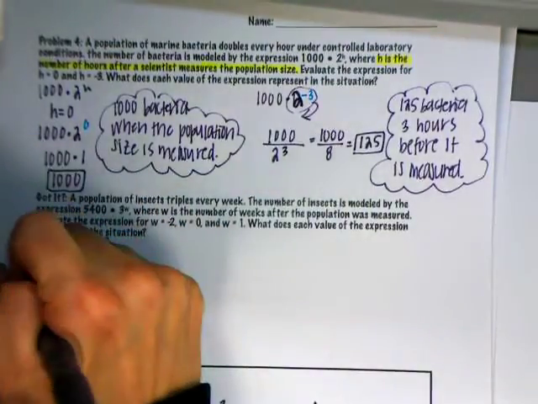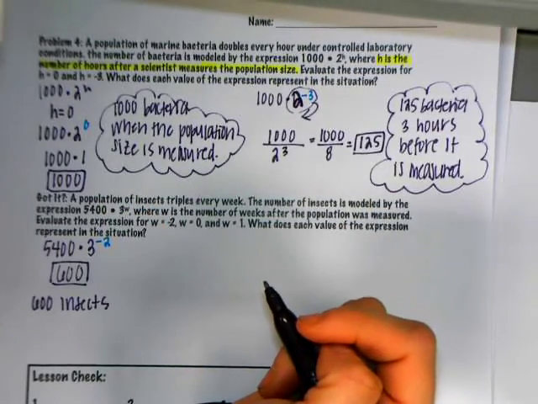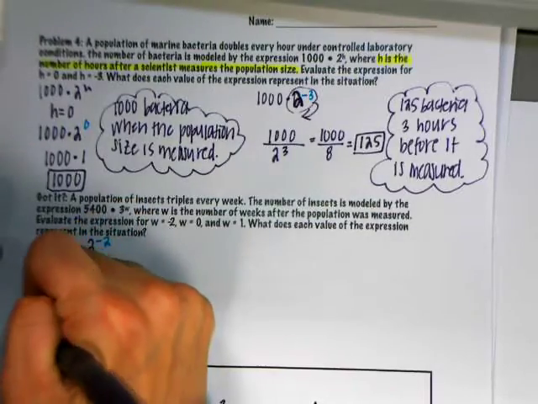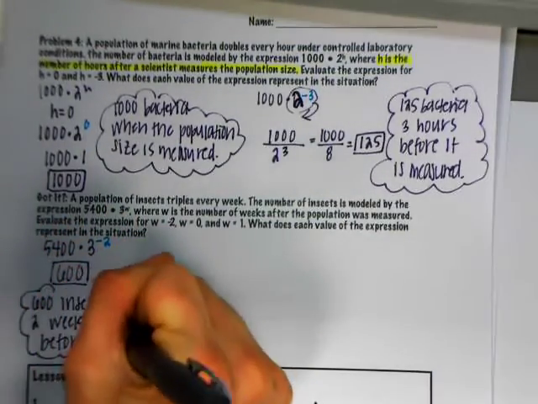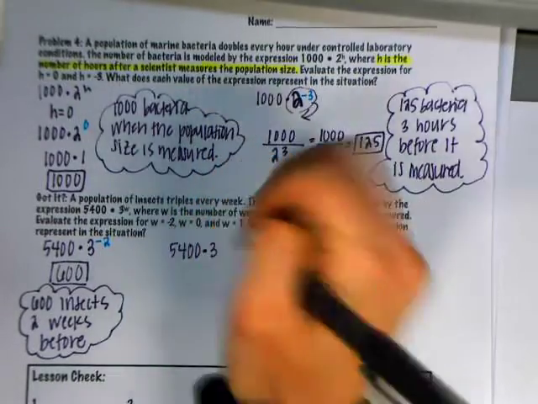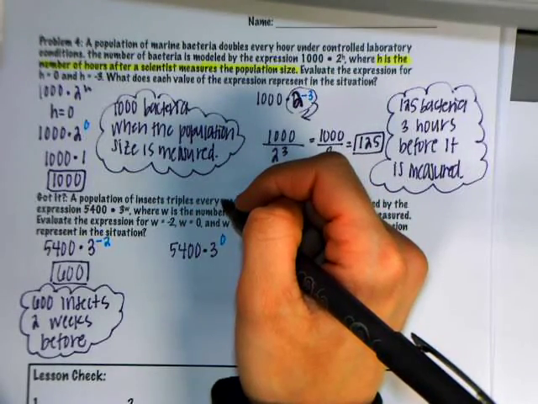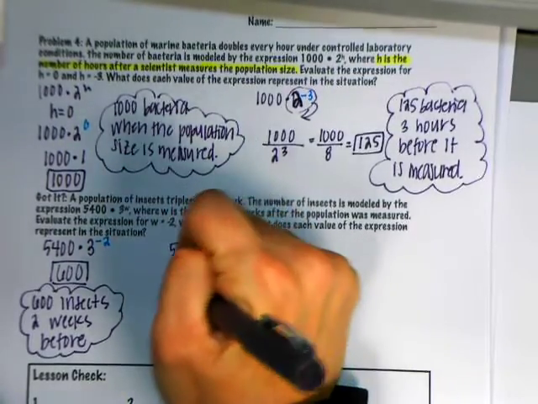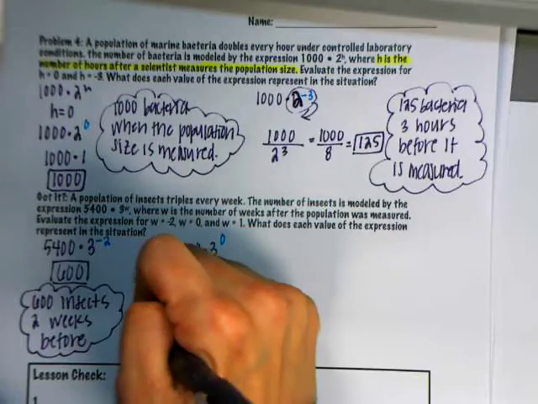So that's going to be 600 what? Insects? 600 insects when? Yep, 2 weeks before. And then the next one is 0. 5,400 times 3 to the power of 0. What do you guys get for that? Yep, so just 5,400, because that's basically just times 1. So 5,400 insects when it was measured.